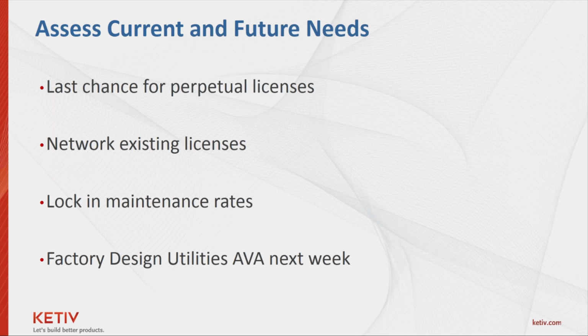So assess current and future needs. Like we said earlier, kind of beating a dead horse here, last chance for perpetual licenses. Like Joe mentioned, right now you have the most options in regards to buying your software, and half of them do go away on July 31st, which is the perpetual licenses. So if you do want to maintain a homogeneous environment, which is what a lot of you have, current perpetual licenses, you want to maintain the same thing everywhere, you can buy perpetual licenses still until July 31st. You can network existing licenses.